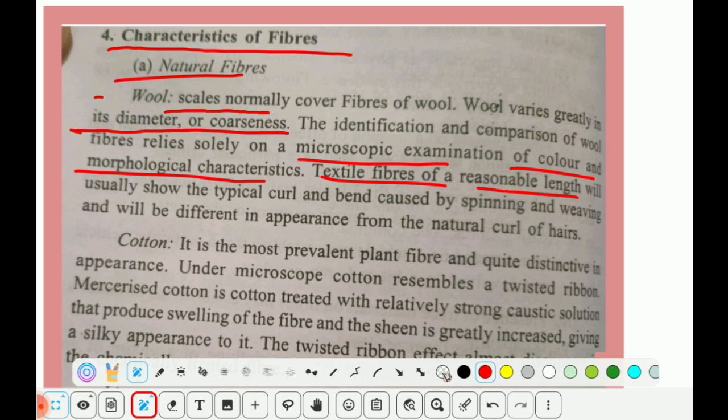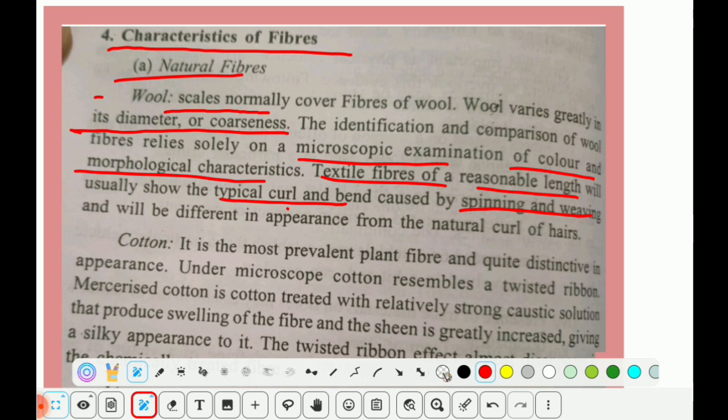When you identify this wool under the microscope, the color or the morphological characters can be easily observed. Textile fibers of reasonable length, meaning sufficiently long textile fibers, that are composed of wool usually show curl or blend, or both of them could be present, which is the result of spinning or weaving.